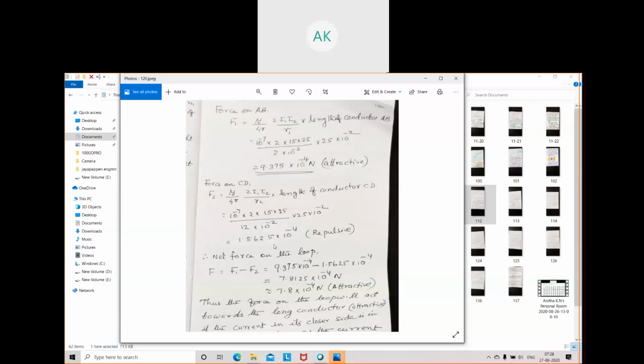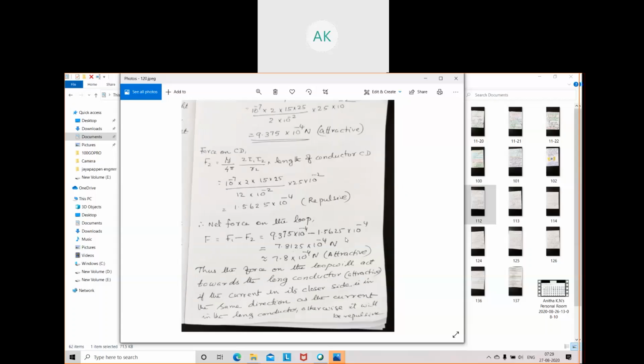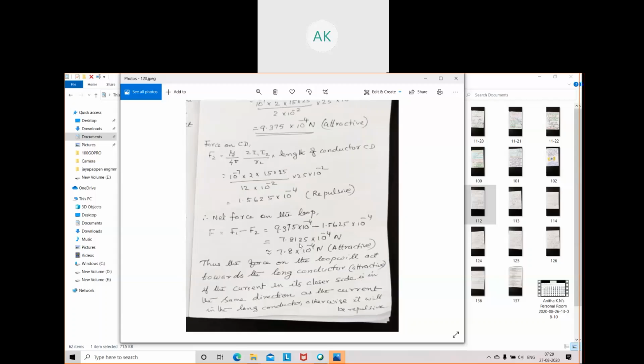1.5625 into 10 raised to minus 4, repulsive force. So the attractive force is more than the repulsive force. So the net force on the loop is equal to F1 minus F2. So subtract that and we get the answer, 7.8 into 10 raised to minus 4 Newton. In brackets you have to write net force is attractive force. So you can see thus the force on the loop will act towards the long conductor, attractive.